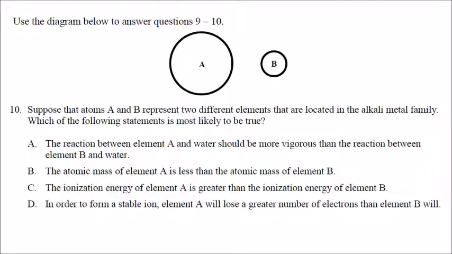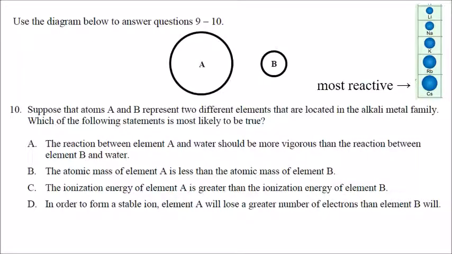Now number 10, we have the same diagram, but now we're focusing on the alkali metal family. The most reactive member of that family would be cesium. So choice A says that the reaction between element A and water should be more vigorous than the reaction between element B and water.